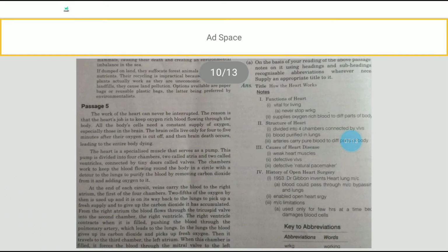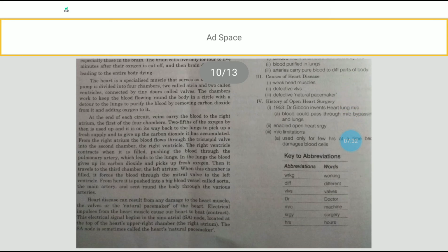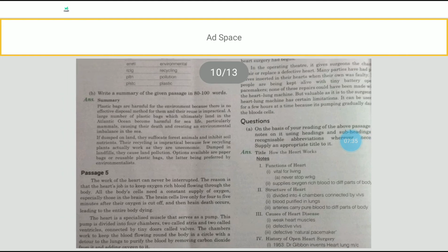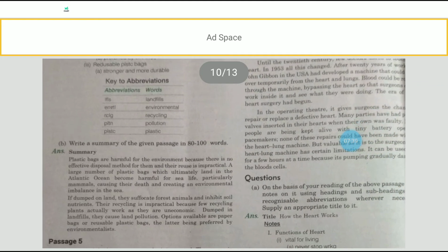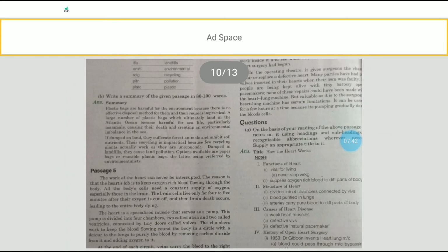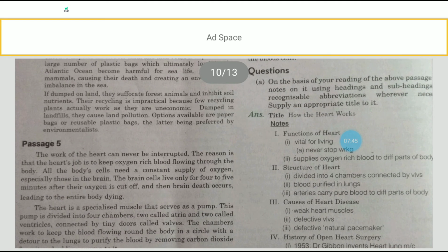Alright, now I am going to tell you what kind of question is asked in note making and summary. One example I have given you. In the form of a passage, you will be given one question. Suppose this is the passage, and you will be asked questions based on this passage. You can read a few lines from here: The work of the heart can never be interrupted. The reason is that the heart's job is to keep oxygen-rich blood flowing through the body.